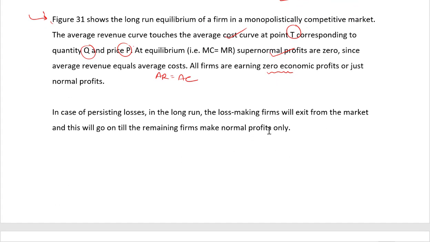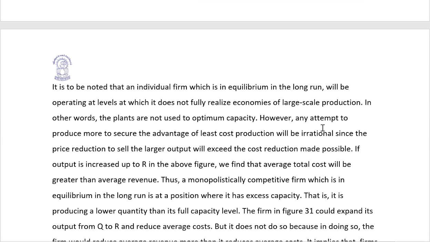In case of persisting losses in the long run, the loss-making firm will exit from the market, and this will go on till the remaining firms make normal profits only. It is to be noted over here that the individual firm which is in equilibrium in the long run will be operating at levels at which it does not fully realize economies of large scale production. In other words, the plants are not used to optimum capacity. However, any attempt to produce more or secure the advantage of least cost production will be irrational, since the price reduction to sell the larger output will exceed the cost reduction made possible.